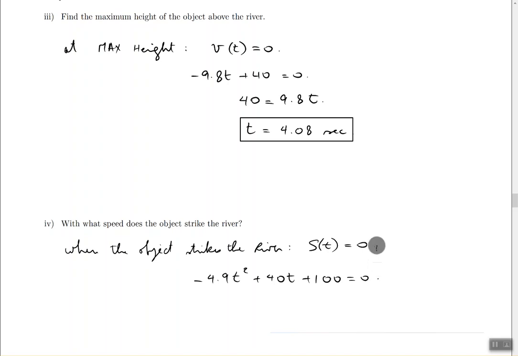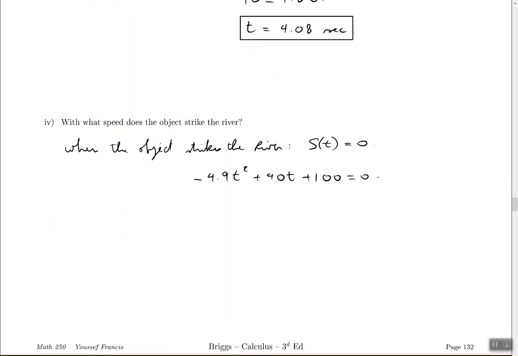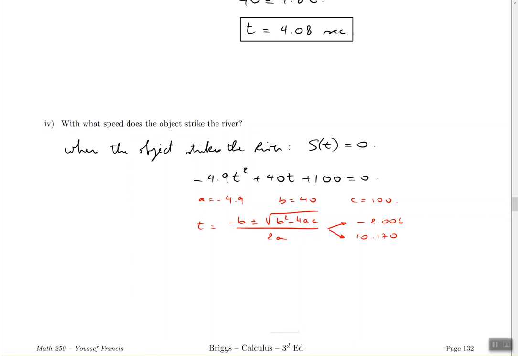Okay. Now to solve this equation is going to be a little bit difficult, so I'm going to use the quadratic formula, negative b plus or minus the whole thing. So a is going to be negative 4.9, b is going to be 40, and c is going to be 100. The formula says that t should be negative b plus or minus the square root of b squared minus 4ac, all divided by 2a. I would recommend that you do that also on your paper, and I'm just going to give you the final answer here. The solutions I received were negative 2.006 and 10.170. Obviously time cannot be negative, so I'm going to ignore the negative amount, and that leaves me with 10.170. So roughly speaking, 10 seconds.